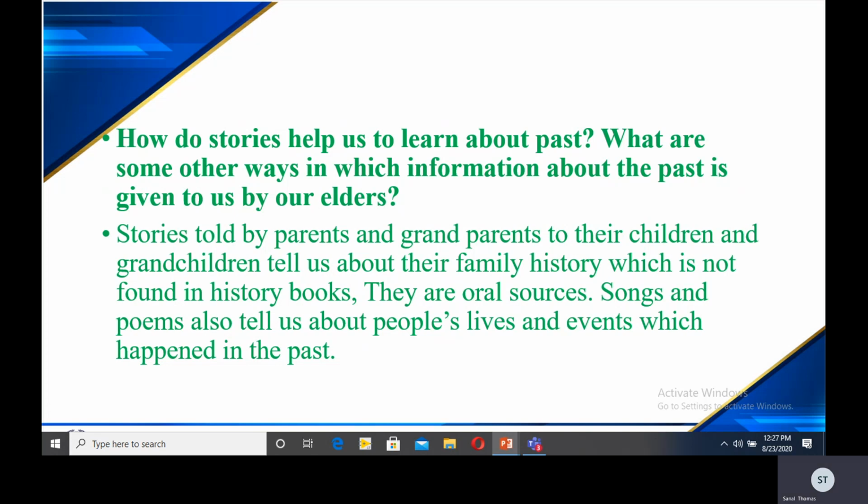So now you understood which are the sources of history. Mainly, one is the written sources and the second one is the monuments, coins and artifacts. Also we will get information from the stories, poems and the elderly people sharing information. All these are helping us to know about the history, the past.